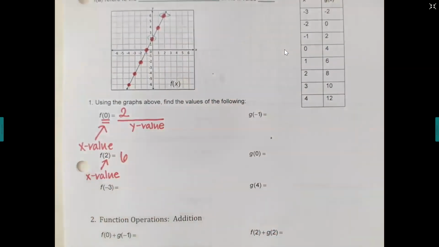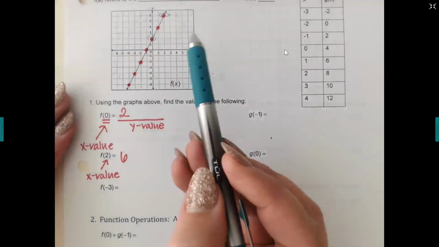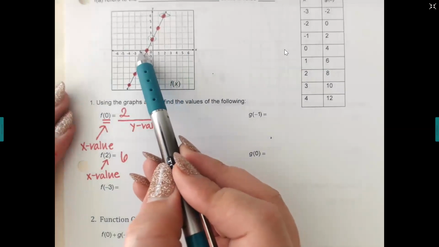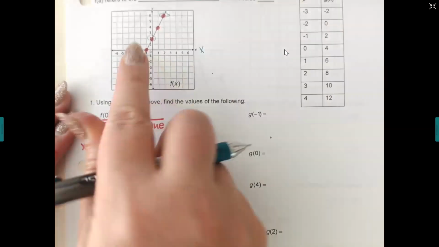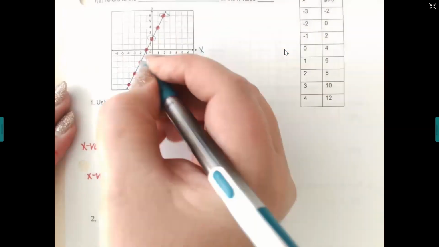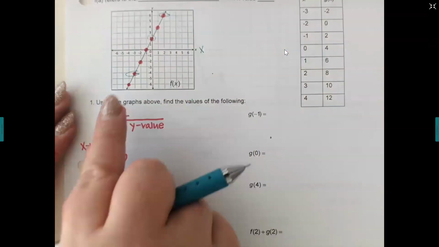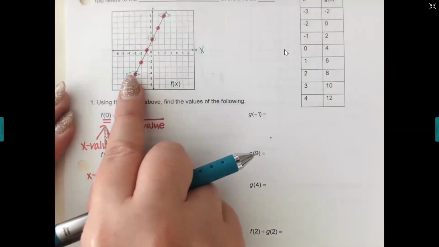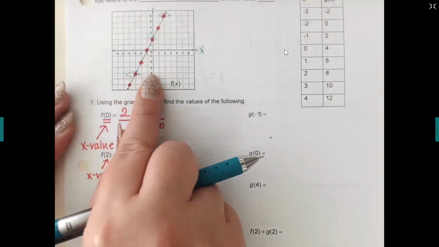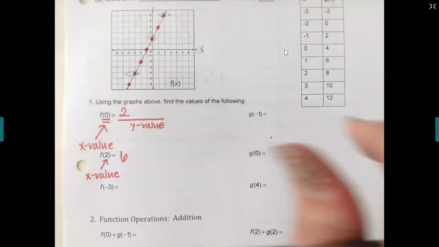Okay, the next one, you want f of -3. So then you're going to start off. -3 would be here. Notice we're always starting on the x-axis. And then we're tracing down to where that point is. And then you're going to see what y value that point is at. So y is at -4. Do we see that?